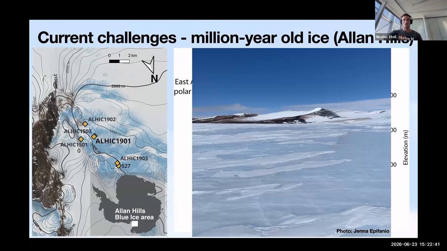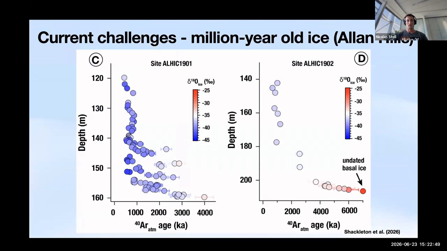This is what it looks like. This is an image from the Allen Hills area in Antarctica. So you can really see why it's called blue ice. It is pretty blue.